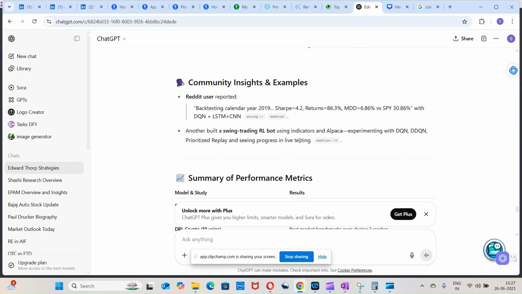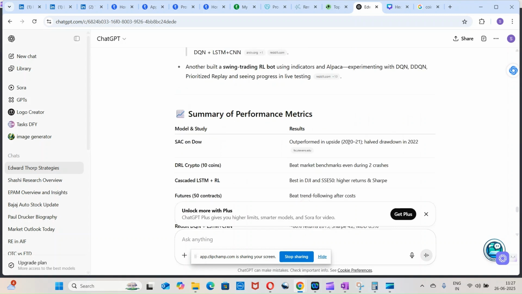Another user built a swing trading reinforcement learning bot using indicators and Alpaca, experimented with DQN, DDQN, prioritized replay, and is seeing progress in live testing. So these reinforcement models are performing better than the normal index, which is passive investing we can say, and at the same time they're working well in both the bullish and the bearish markets, and are good at identifying the trends also.